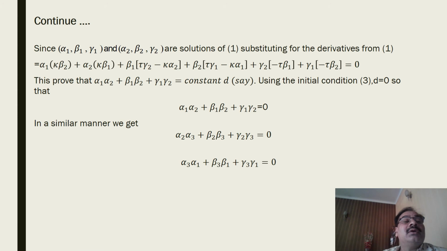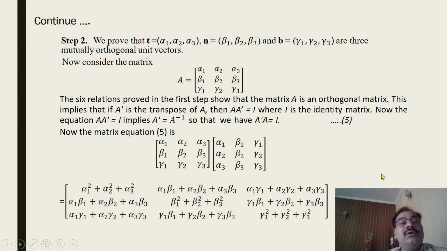Since alpha 1 beta 1 gamma 1 and alpha 2 beta 2 gamma 2 are solution of 1, putting the derivative from 1, we may write this expression, and after simplification here also you will get 0. This proves that alpha 1 alpha 2 plus beta 1 beta 2 plus gamma 1 gamma 2 is constant. Using the initial condition 3 at t equal to 0, this is 0. In a similar manner, you can write this expression 0 and this expression also 0.